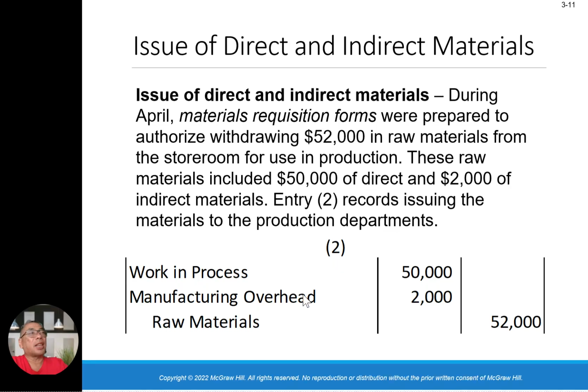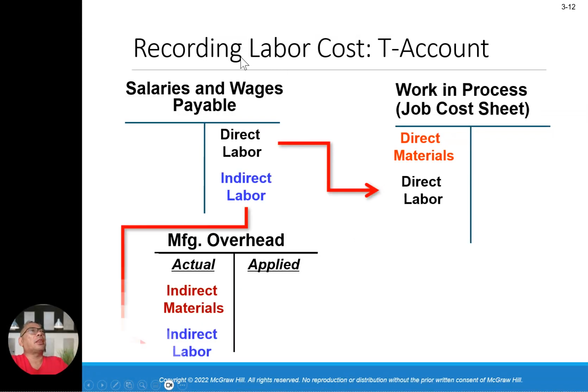Okay, let's look at the next level. In terms of the T account, direct labor goes to the direct labor here. Indirect labor goes to the manufacturing indirect labor here. Okay, that's the T account process.